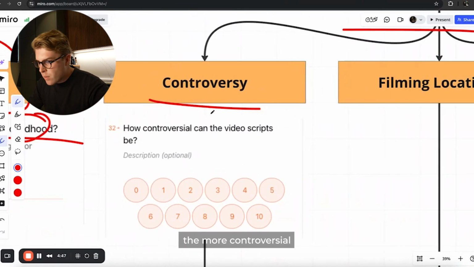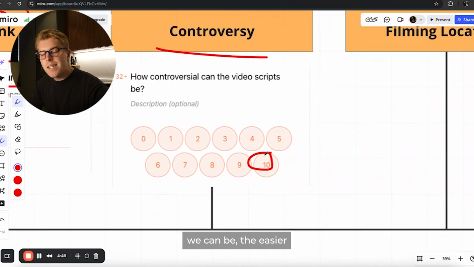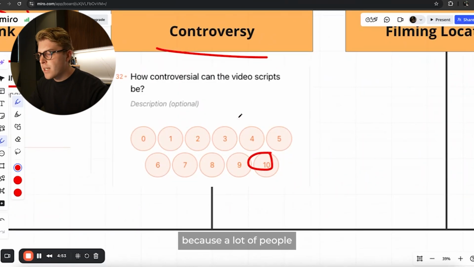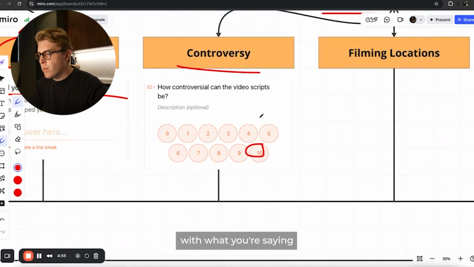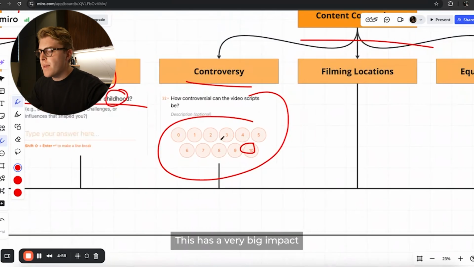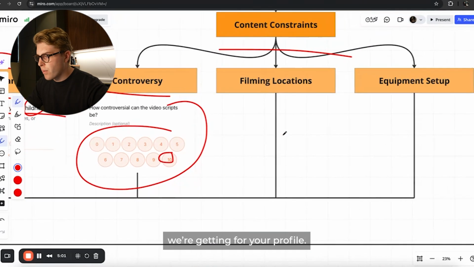Now, the controversy. The more controversial we can be, the easier it will be to go viral, but also the harder it will be to get high quality followers, because a lot of people might not resonate with what you're saying. So how controversial can we be? This has a very big impact on the amount of views that we're getting for your profile.